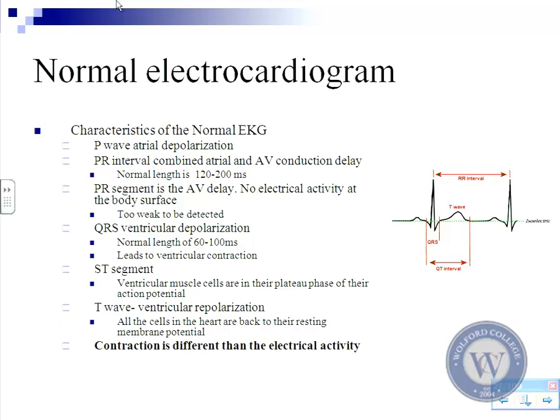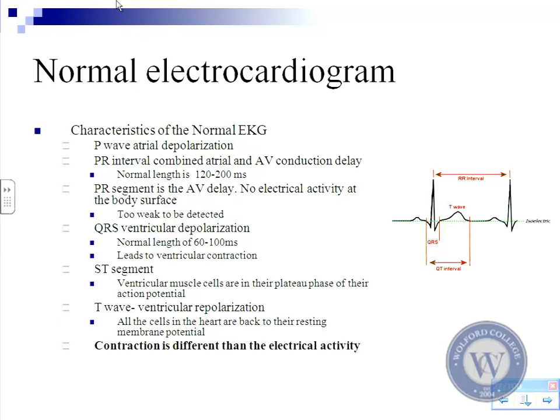Okay? The PR interval is due to the AV conduction delay. It should be anywhere between 120 to 200 milliseconds as a normal delay period, and that gives the atrium the ability to contract fully. Without that, you would get too rapid ventricular depolarization, and then the ventricle would not fill adequately. The QRS usually should be short, 60 to 100 milliseconds in duration.